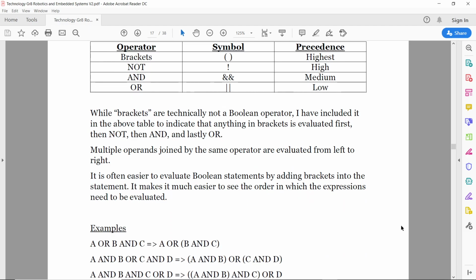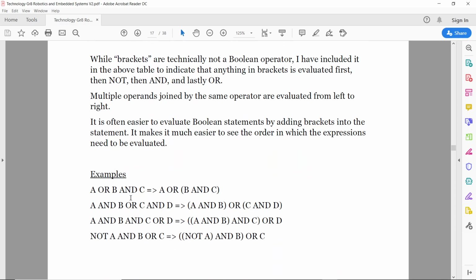Okay, so here are some examples. What I like to do is insert my own brackets. Okay, so here in this example, you can see it says A or B and C. We know that and comes first. Remember BNAO, B-N-A-O. Okay, we've got no brackets, but we do have an and. So I then put brackets around what I must do first. So I have to do the B and the C first, and then I can OR it with the A after that.